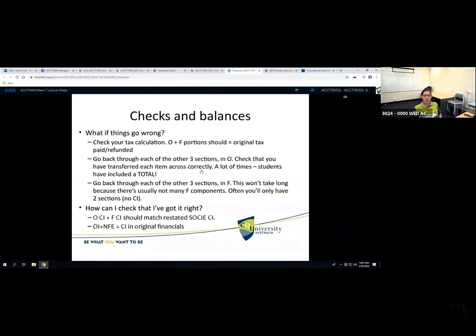A lot of times I find when doing this process with my Mackay students who are in our tutorials, I just find they've included a total. So they haven't fully understood their financial statements and they've accidentally classified a total. So in the videos I always say don't classify headings and don't classify totals.